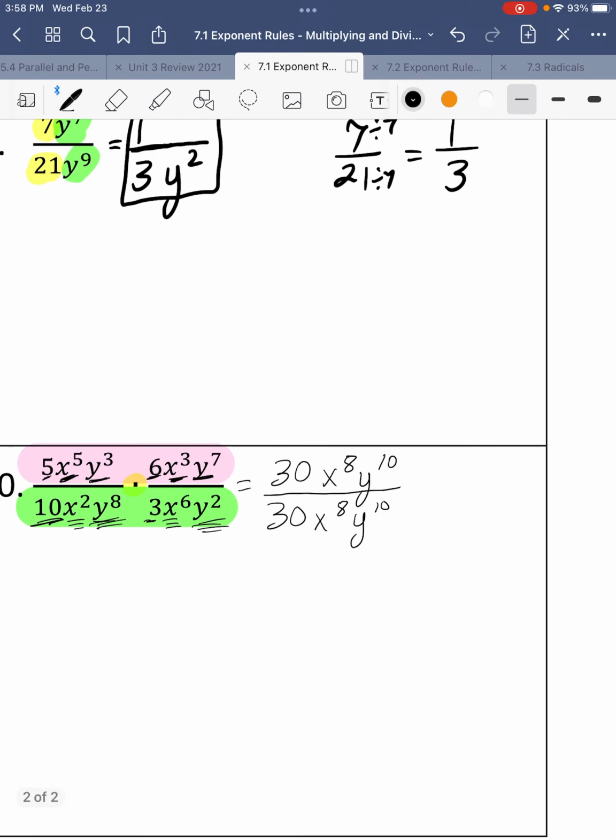Now what happens? Whoa. We have 30 divided by 30 is 1. X to the 8th divided by x to the 8th is 1. Y to the 10th divided by y to the 10th is 1. We got a lot of 1s. So you multiply across the numerator, you get 1. Multiply across the denominator, you get 1. And 1 divided by 1 is 1. All that is down to 1.